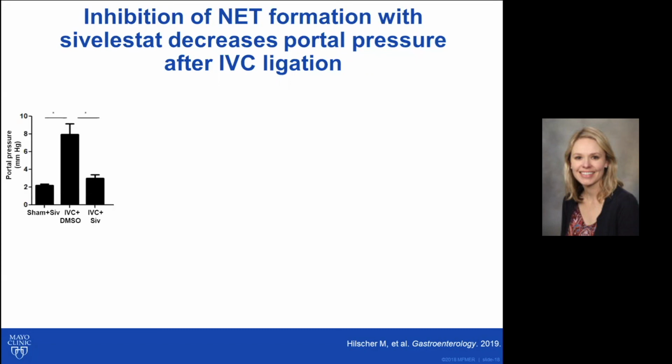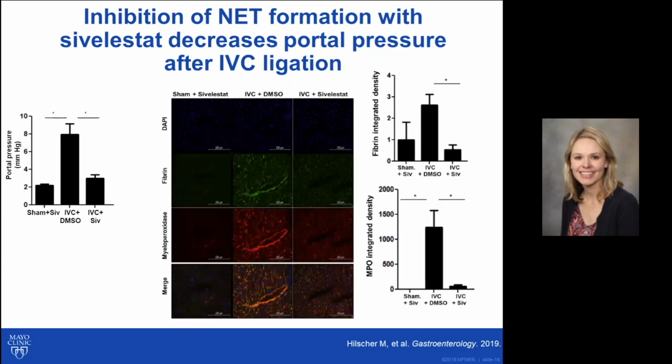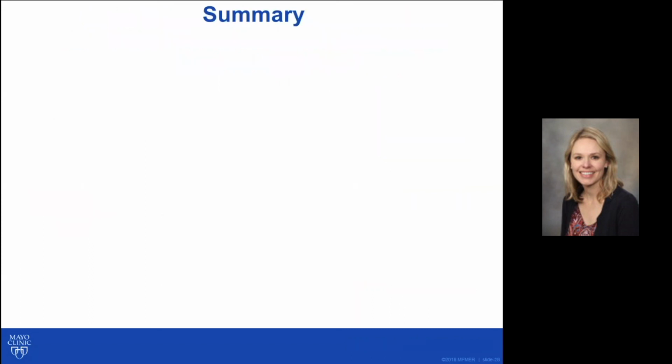Sivelestat-treated mice had significantly lower portal pressures six weeks after IVC ligation when compared with vehicle-treated mice. Livers from sivelestat-treated mice demonstrated less fibrin formation compared with control mice. Sivelestat treatment also decreased sinusoidal myeloperoxidase deposition, suggesting that it successfully disrupts NET formation. This revealed the exciting therapeutic potential of NET inhibition in modulating portal hypertension.